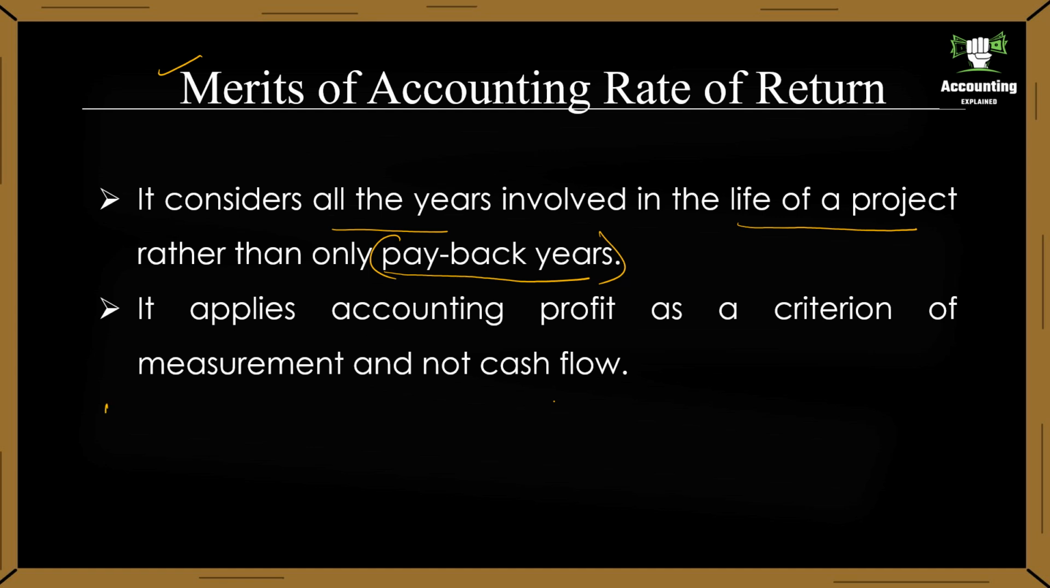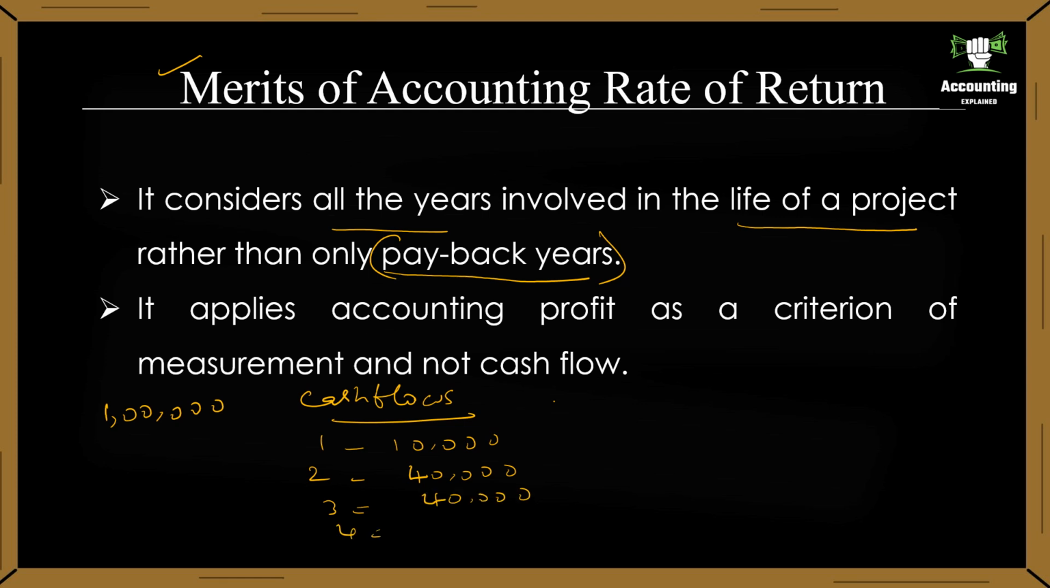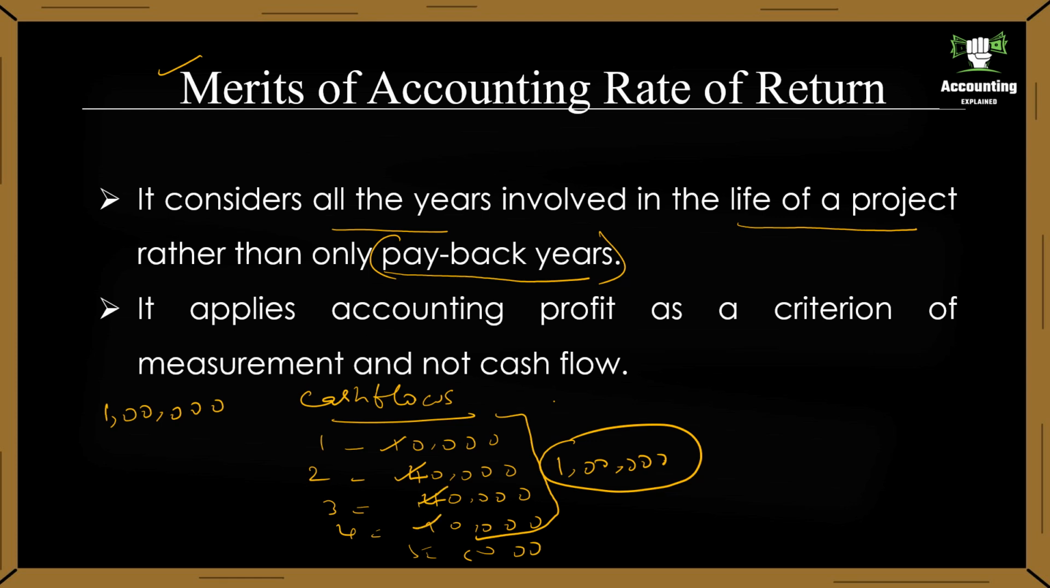Suppose the investment cost of the project is 1 lakh and the cash flows you are going to get from the project are first year 10,000, second year 40,000, third year 40,000, fourth year 10,000, fifth year 5,000. Now payback period is where you are going to take that investment out. Here at the end of fourth year you have earned your investment. So 10,000 plus 40,000 plus 40,000 plus 10,000 is 1 lakh. So the payback period for this project is 4 years.